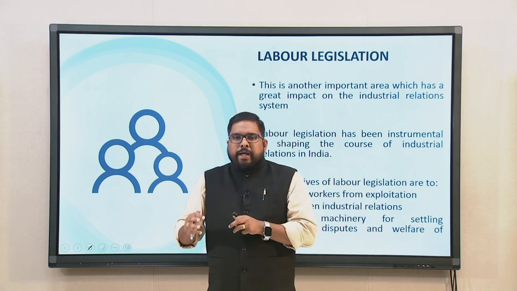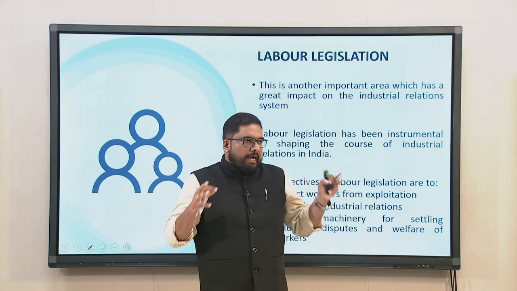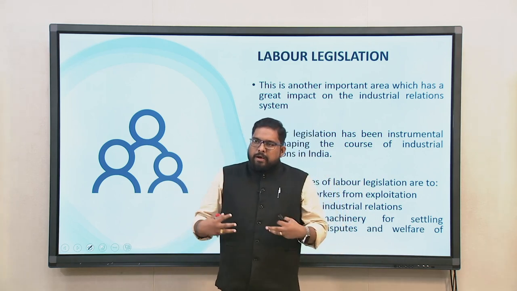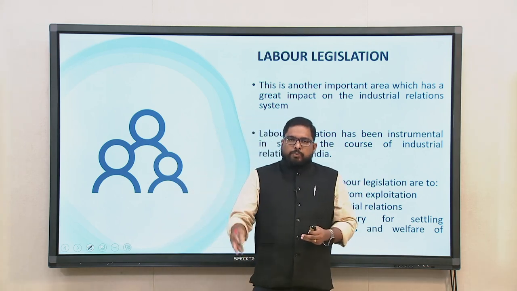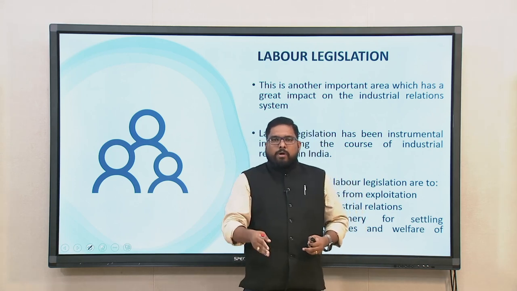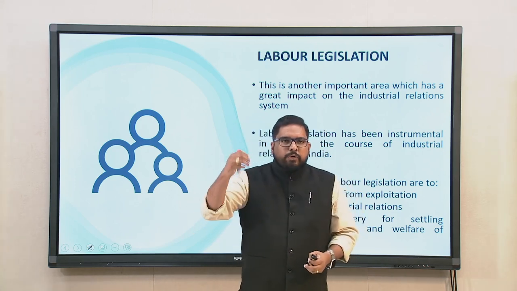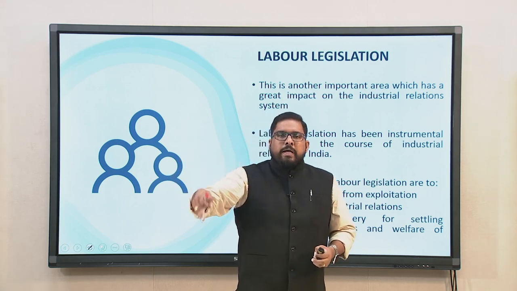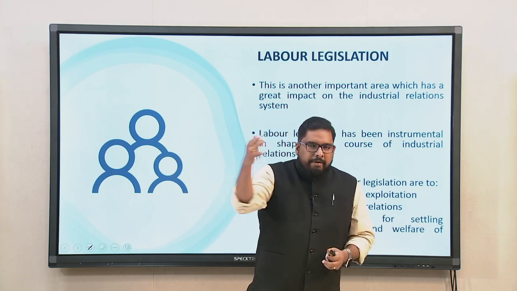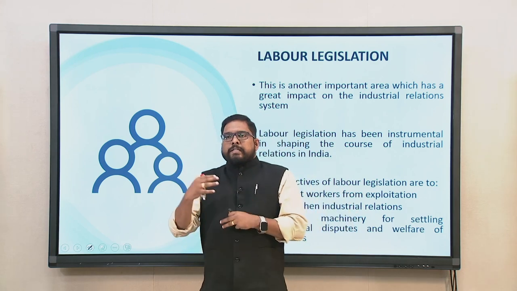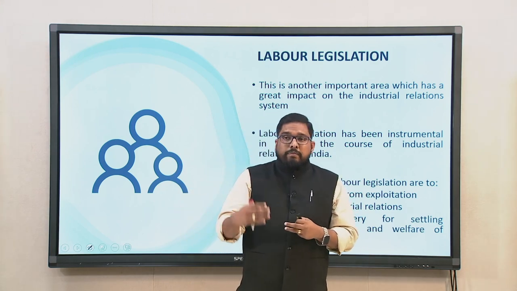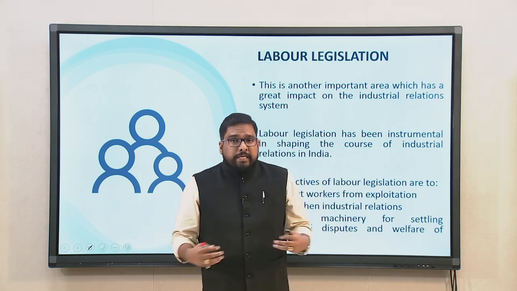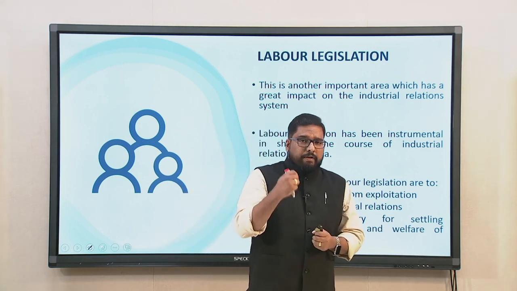This important area has a great impact on the entire IR system, because we cannot simply run a system with just some representations. We need to have a law book. We need to have some bylaws. We need to have some essential bylaws by which we have to work. There are always codes by which things should work. Otherwise, there will always be anarchy, chaos, and cases of anomaly. So this is something which warrants our careful attention.